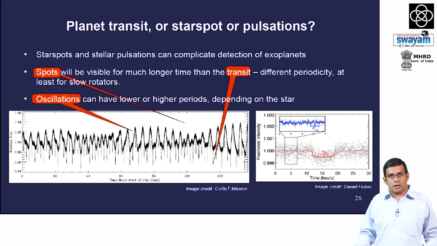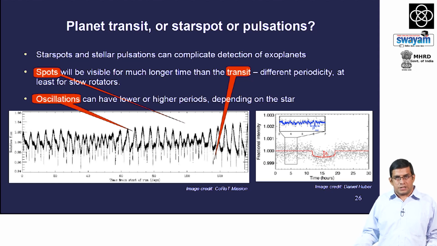In this data that is shown here, this overall modulation of the light is due to the spots, and these sharp dips here lasting only a few hours each are the planetary transits.